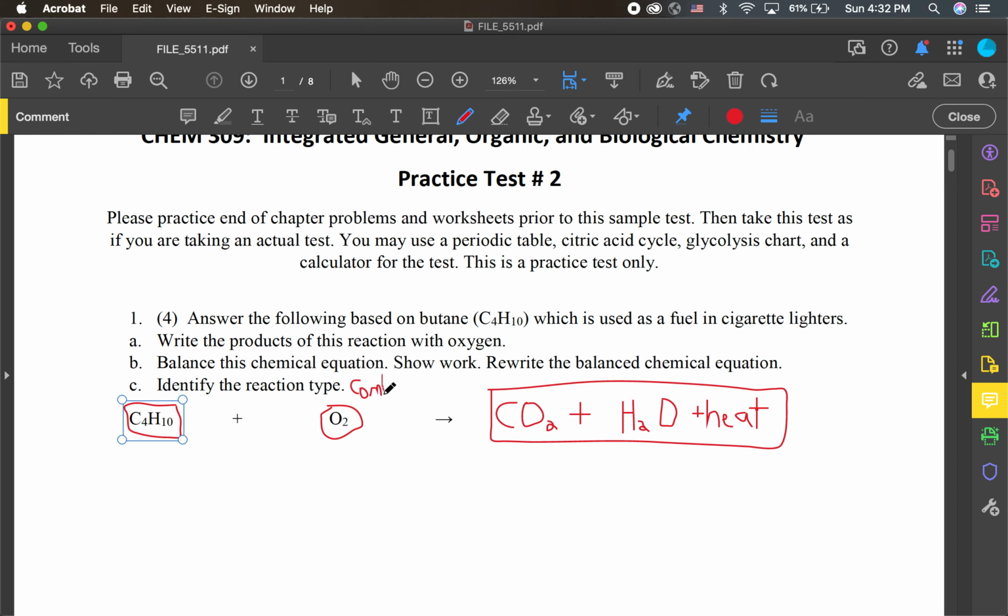You can think about that again: if you're using a fuel to create a fire, you're going to have to combust it like a fire. This heat is important too because it's part of the characteristics of a combustion. H2O is going to be a liquid, and CO2, carbon dioxide, is going to be a gas.